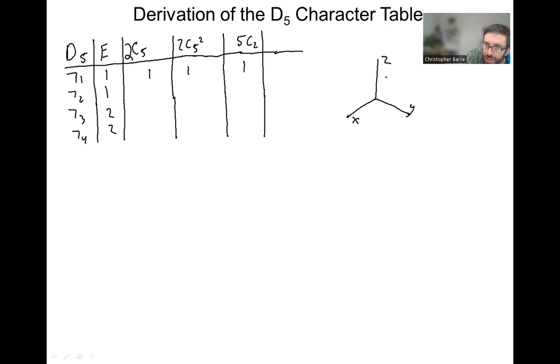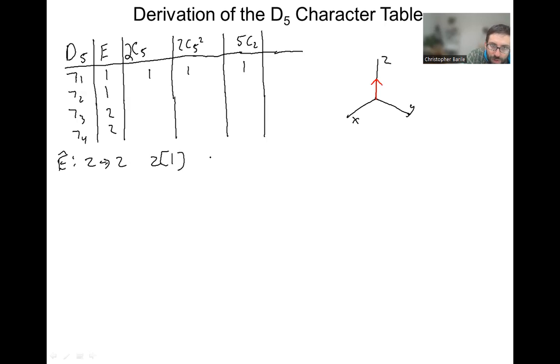Remember, your z is always going to be defined as your principal rotation axis. Your x and y can be defined however you want, but they have to be perpendicular to one another, and also perpendicular to the z. And we're thinking about this z vector here, and we're asking, how does the function z transform with the different symmetry operations in each class? Well, identity takes z goes to z.